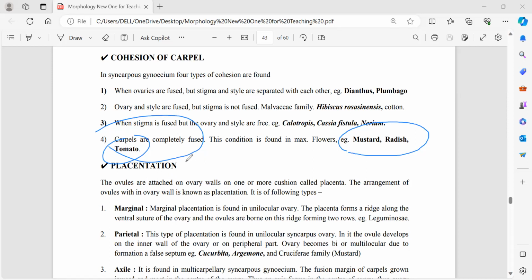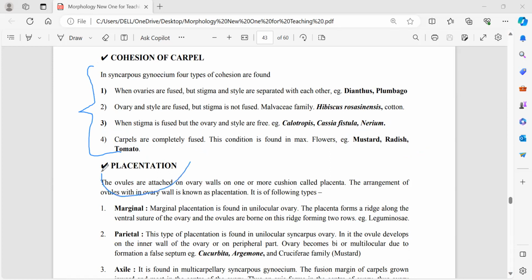अच्छा, now we have another topic. यहाँ shall I repeat it again? Cohesion of carpel या नहीं? हम आगे जाए या इसको मैं रिपीट करूं? कोई बताए? तो चलिए आगे. ठीक है.